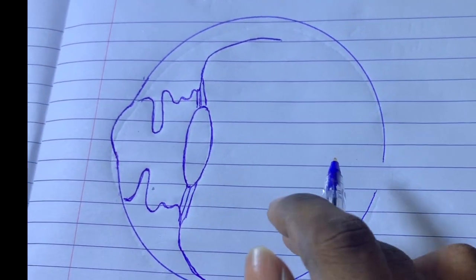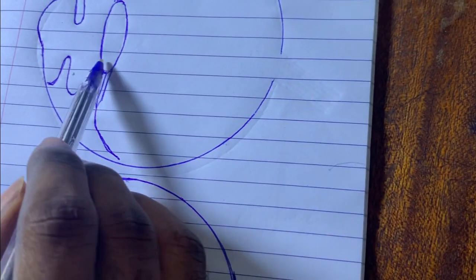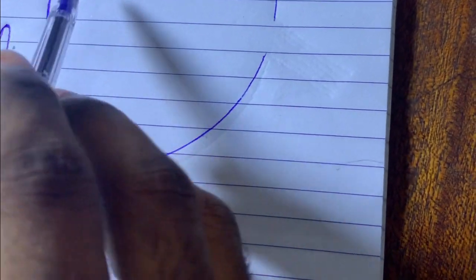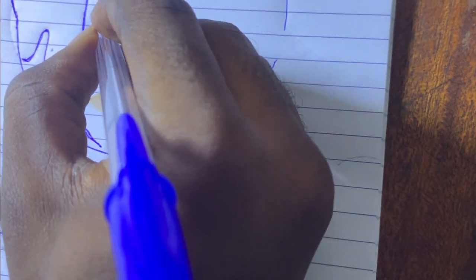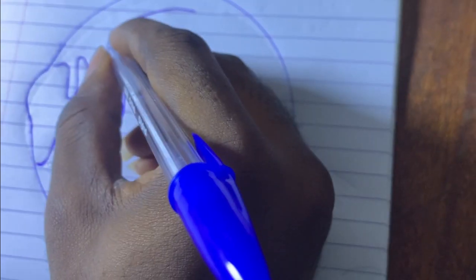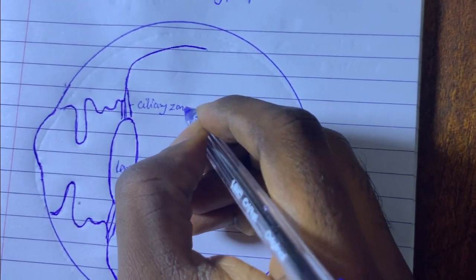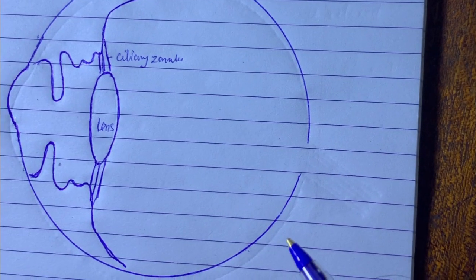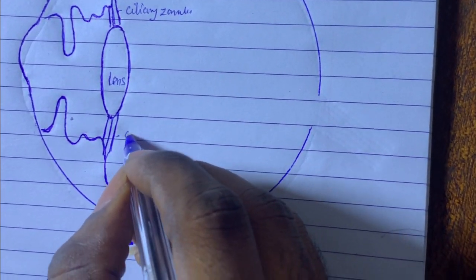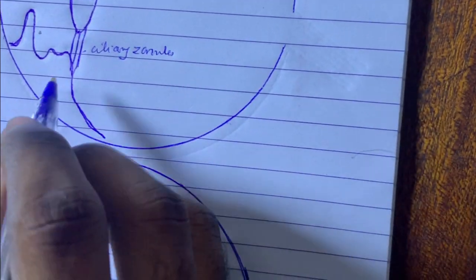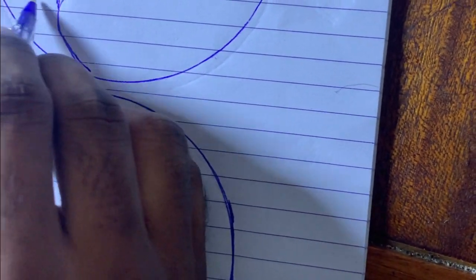Now, this is the eyeball. Here this structure is called the lens, the crystalline lens. This structure holding the lens to the ciliary muscle is called the ciliary zonules. I also have another ciliary zonules here. Good. And I have this structure here called the ciliary muscle.